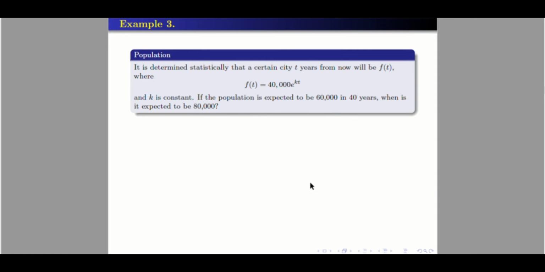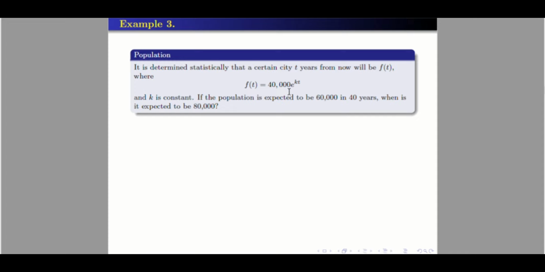Example 3. It is determined statistically that the population of a certain city t years from now will be f of t. So this will now be our model: f of t is equal to 40,000 e raised to kt. This is now our model, and k is our constant.